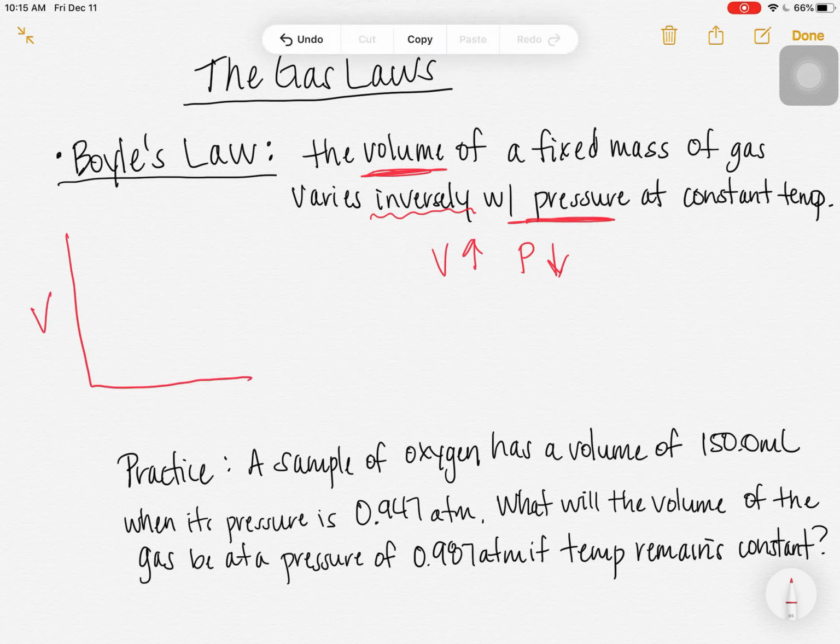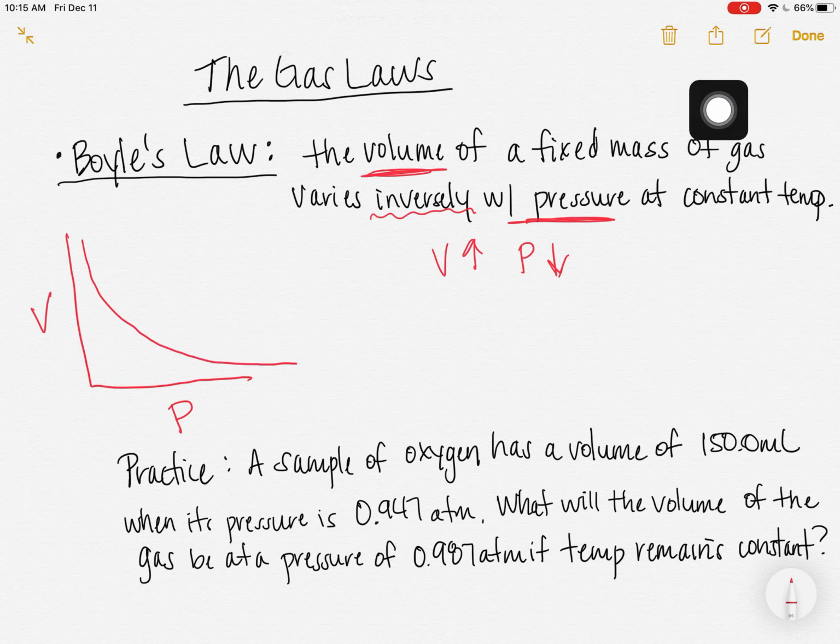If we were to look at this graphically, and we looked at a graph of volume and pressure, an inversely proportional relationship will always look like a curve, because think about it. When pressure is small, so like this end, then volume is large. Okay, and that's inverse. And again, when pressure is big right out here, then the volume is small. So that's inversely proportional.